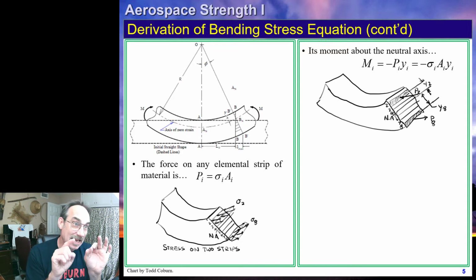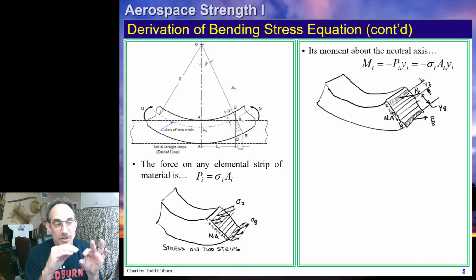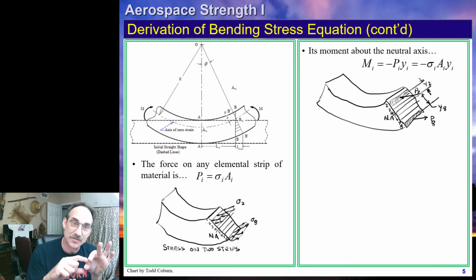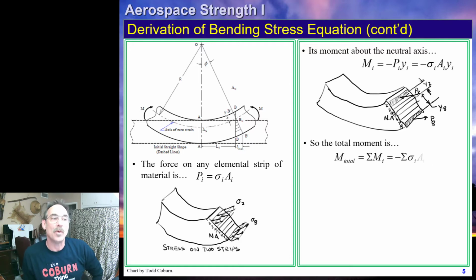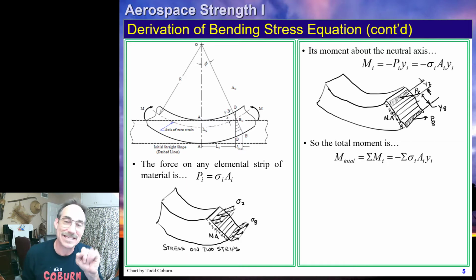We can write that same moment for each and every strip. We can write the stress in strip 1 times its y distance, plus the force in slice 2, its stress times its area, times its y distance from the neutral surface, and so on. The moment on each strip is given here. The total moment then will be summing all of those together, the moments on every strip, which is the stress on every strip times the area on every strip, which makes the force, times the y distance from the neutral surface.